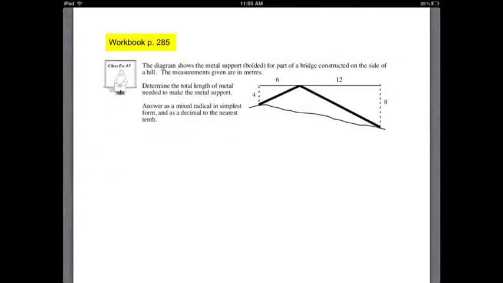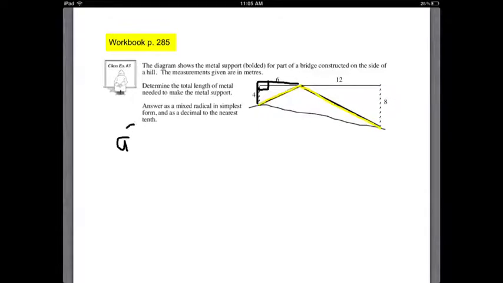In this example, what we're going to do is find out the length of a metal support for a bridge. The metal support is in bold, but I'll highlight it in yellow just so that you can see it. Now, thankfully, we can treat both parts as part of a right angle triangle, so we can use the Pythagorean theorem. Let's take a look at that first triangle.